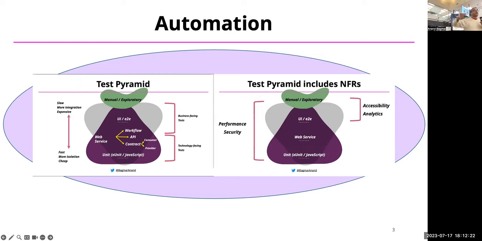You want to have as few tests at the top as possible because that is going to give you the fastest feedback. Or rather, it's going to tell you the feedback from your end user perspective. The fastest feedback is going to come from the tests at the bottom of the pyramid.